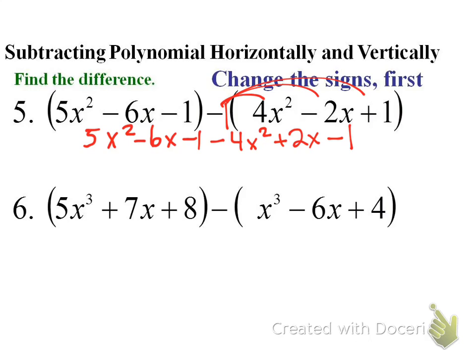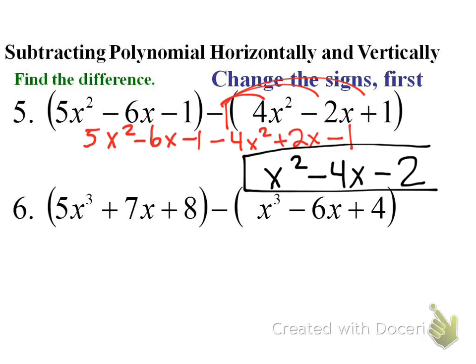And then now we can combine like terms. So 5x squared minus 4x squared is just x squared. Negative 6x plus 2x is negative 4x. And negative 1 and negative 1 gives us a negative 2. Questions?